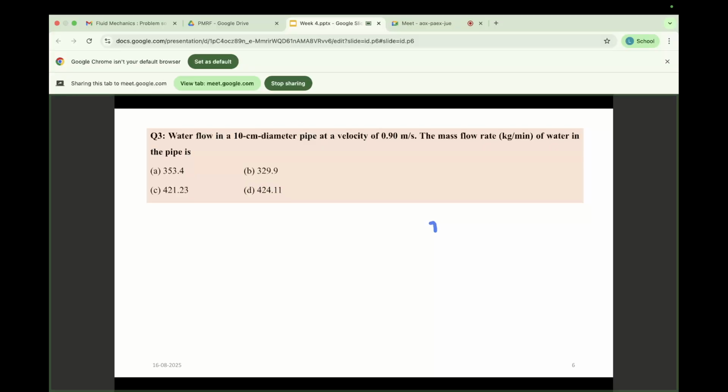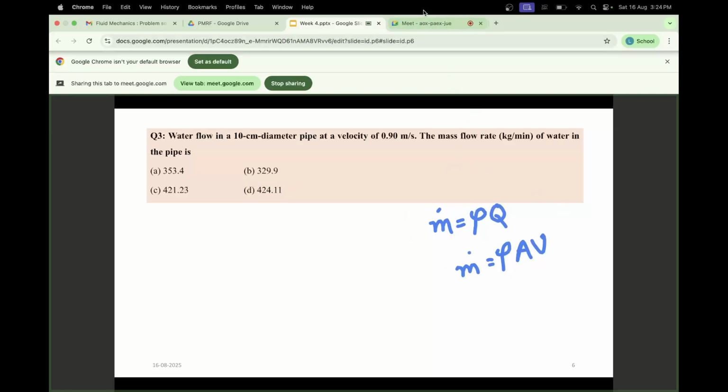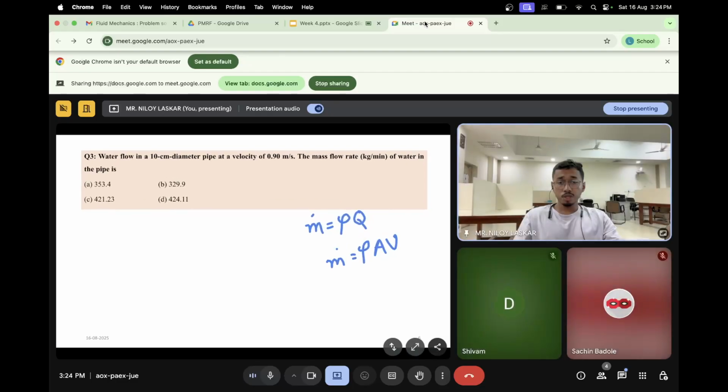So this mass flow rate, that means m dot equals, what is the formula? Rho into Q, the flow rate, or you can write Q as rho A V, where V is the velocity. So that is the formula. Based on this fundamental formula you can find the answer. Please try to solve.